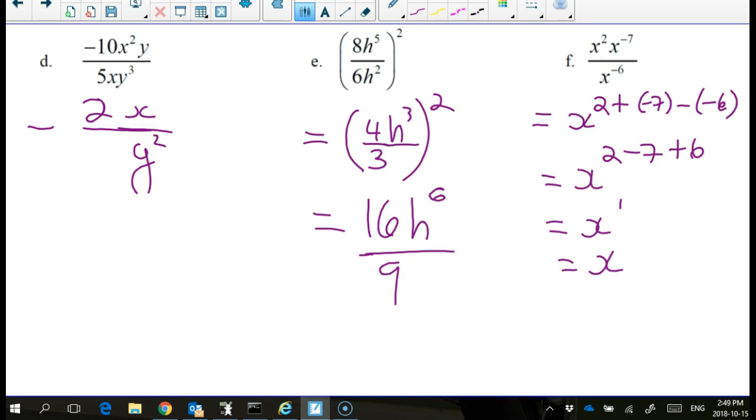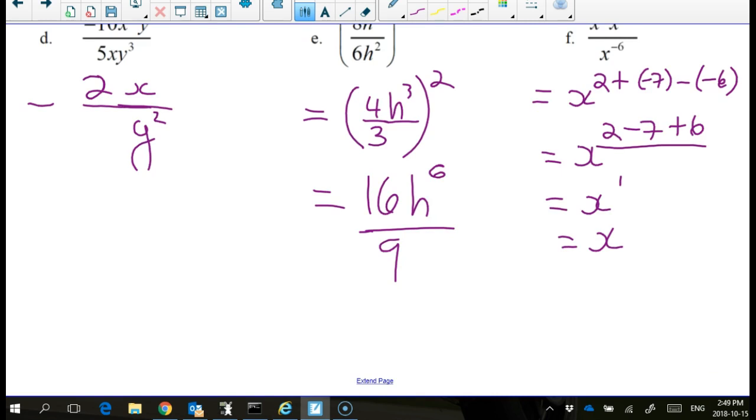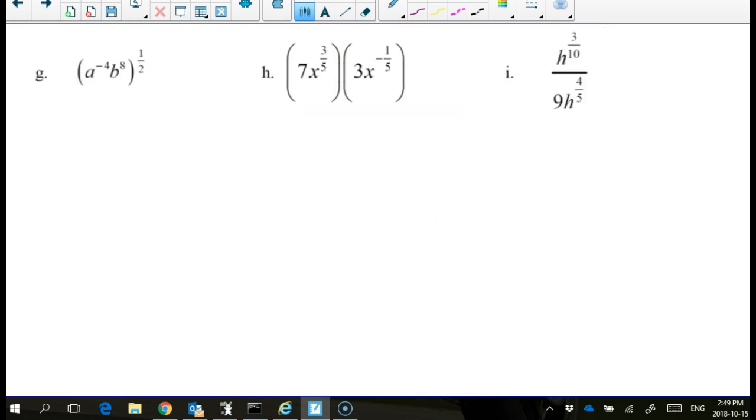I would want to see this as a final answer. Probably, if I said determine, at least 1 line in between. Something like this would be fine: 2 minus 7 plus 6, and then x to the 1, or just x. Remember, determine means show your work, so you've got to justify your answer. If you just write x, it's kind of like, okay, but how did you get that?